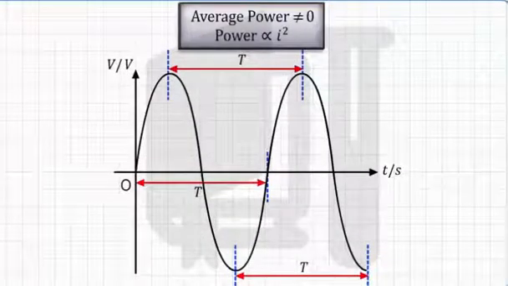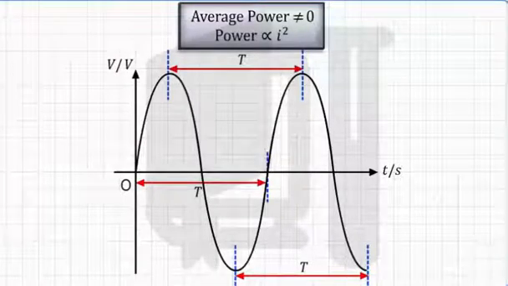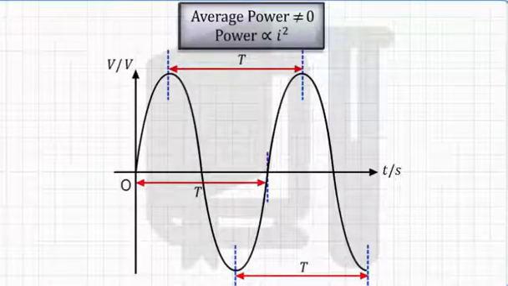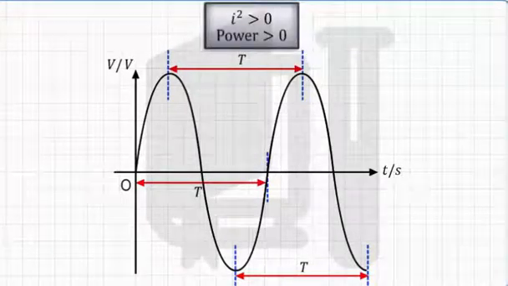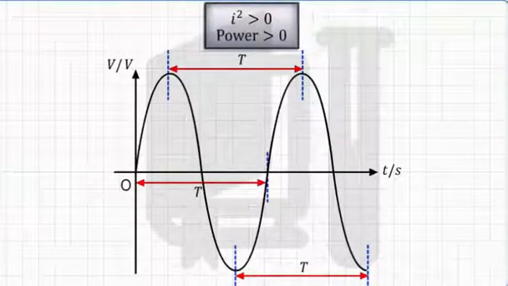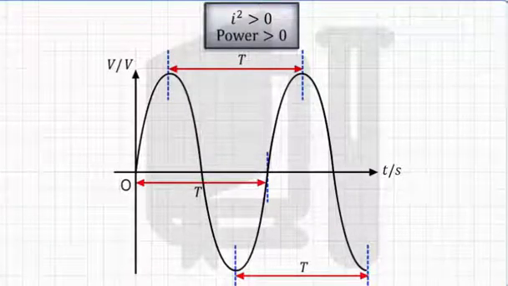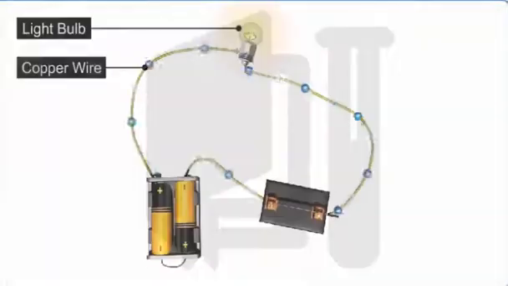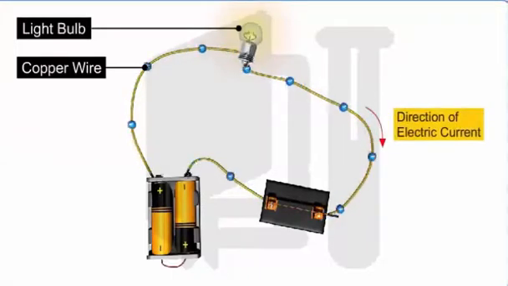However, the average power across the cycle is not 0, since the power dissipated across the resistor is proportional to I square. As I square always assumes a positive value even when the value of current is negative, the average power is always positive. We know that electric current refers to the flow of electrons in a circuit, and the direction of the current is conventionally taken to be the one opposite to the direction of the flow of electrons.